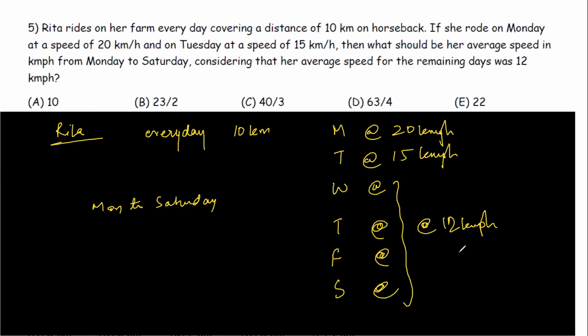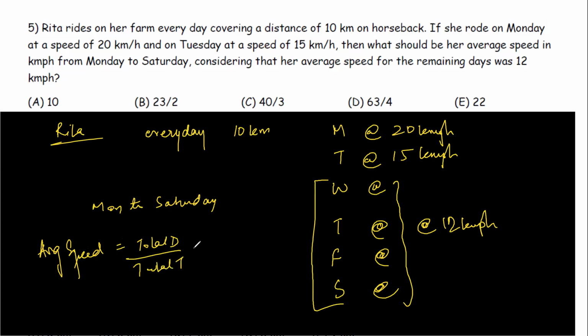So the first solution: average speed is what they're asking. What should be the average speed in kilometers per hour from Monday to Saturday? We know the average speed for the remaining 4 days is 12, correct? So average speed is total distance over total time. Total distance is 6 days, Monday, Tuesday, Wednesday, Thursday, Friday, Saturday, so 60 kilometers, because every day she goes 10 kilometers. And time 1, time 2, time 3 is simply 10 over 20. Remember, time is distance over speed.